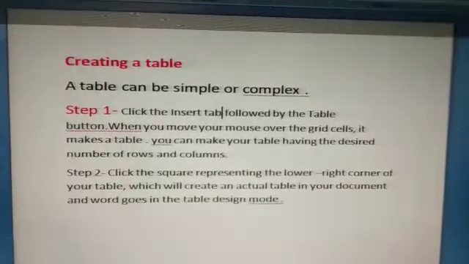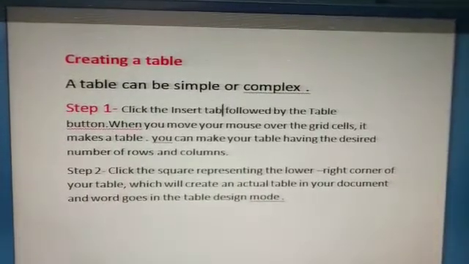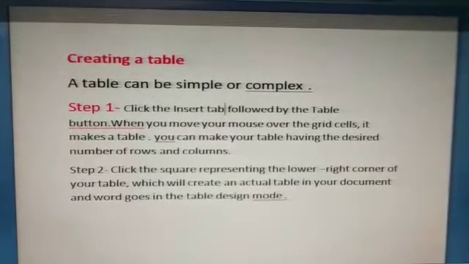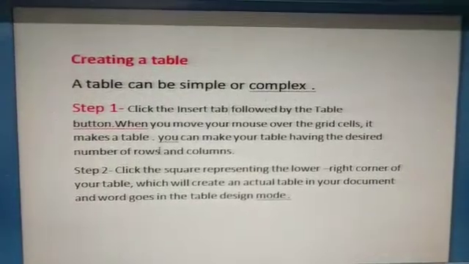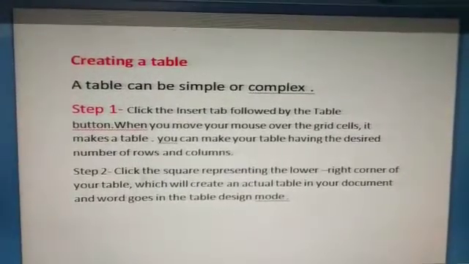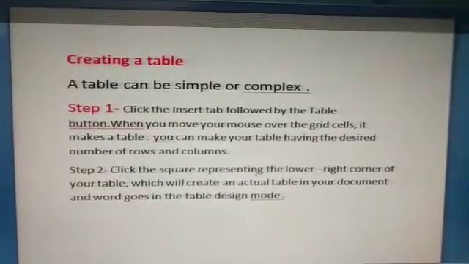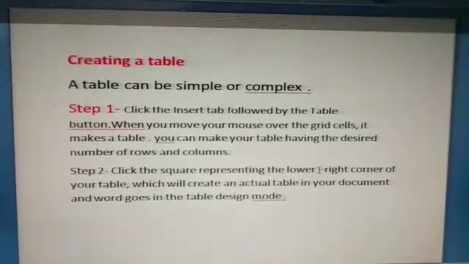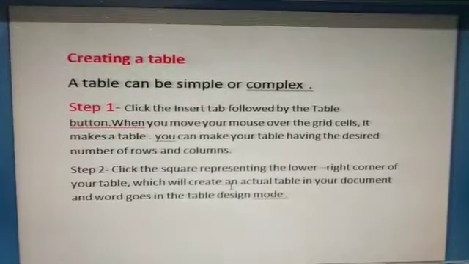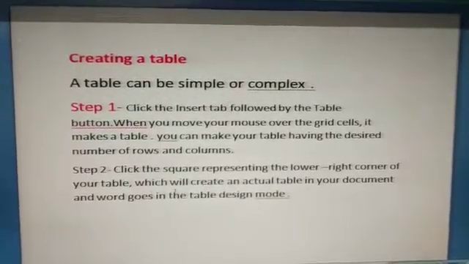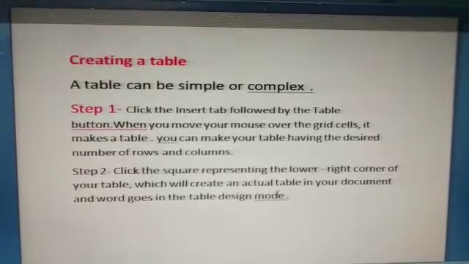When you move your mouse over the grid cells, it makes a table. You can make your table have the desired number of rows and columns. Step 2. Click the square representing the lower right corner of your table, which will create an actual table in your document, and Word goes into the table design mode.